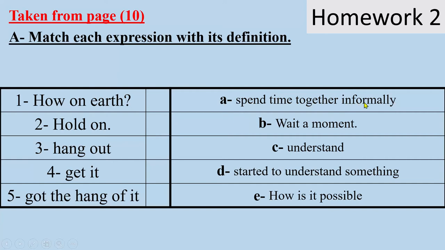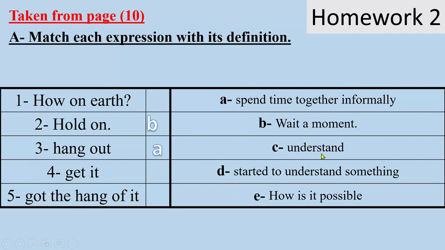Where do we put the letter A? Which one do you think goes with A? Is it one, two, three, four, five? A, spend time together informally. Yes, it's in front of three. So we come to three and write A like this. B, wait a moment. Yes, number two. So we come to number two and choose B.